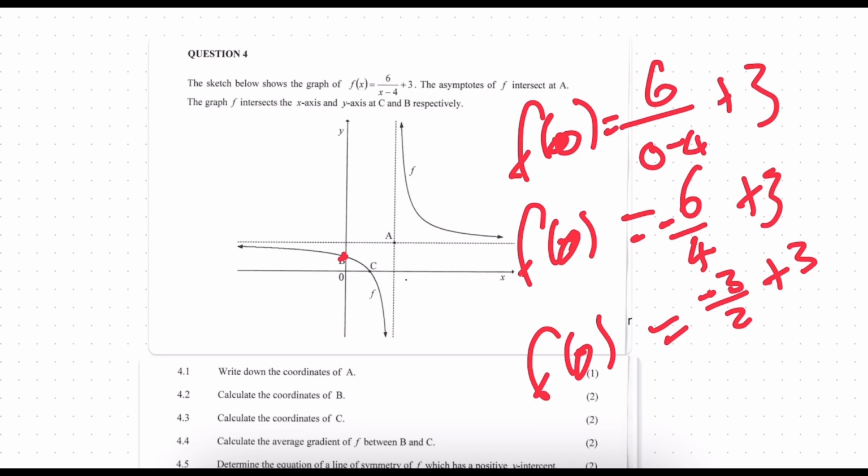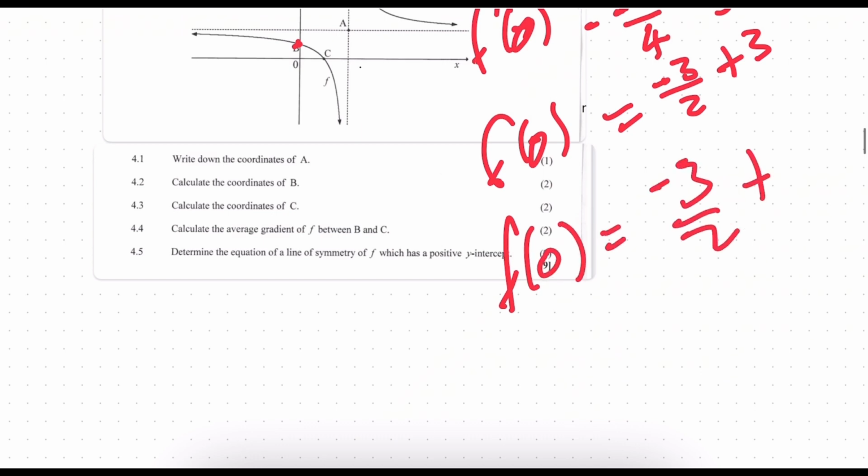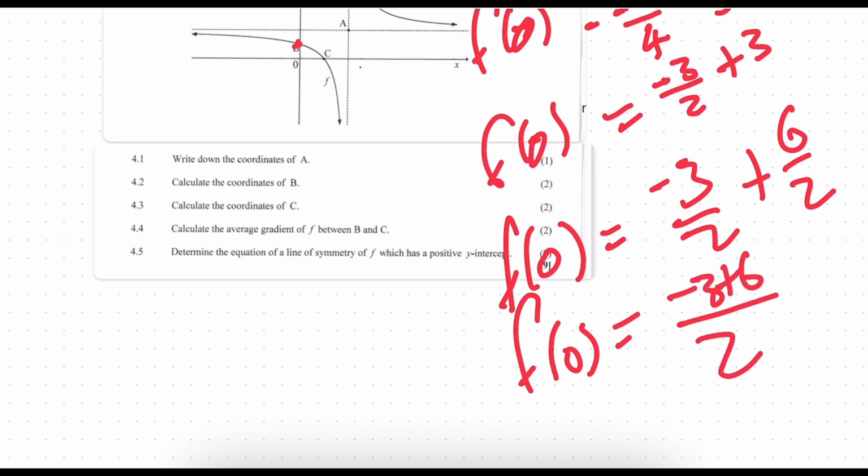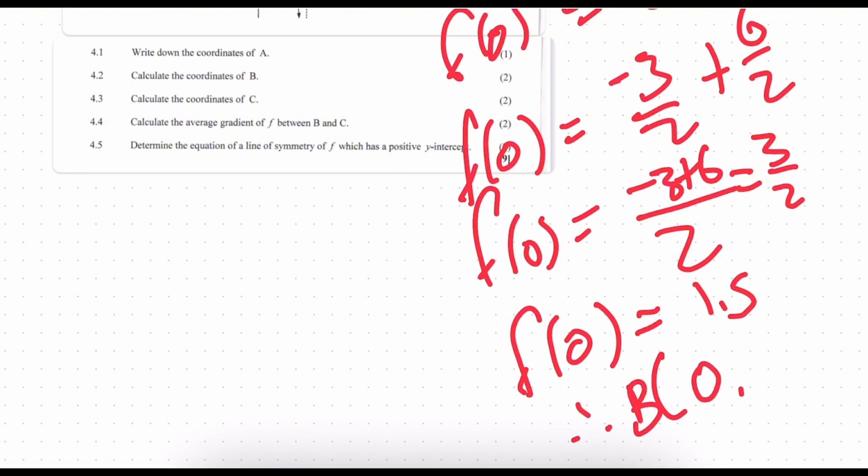You can use your calculator to determine the answer, but I enjoy thinking, so let me try and use my head. So f at 0 is equal to minus 3 over 2. Let me write this 3 as a fraction which has a denominator of 2, so it will be 6 over 2 here. Therefore, f at 0 is equal to the LCD, yes, 3 over 2. What is 3 over 2 in decimal form? It's 1.5. Therefore, f at 0 is 1.5. Therefore, the coordinates of B are 0 and 1.5. Right.